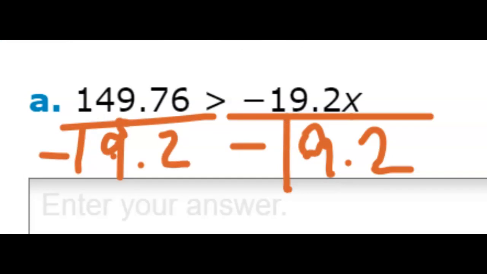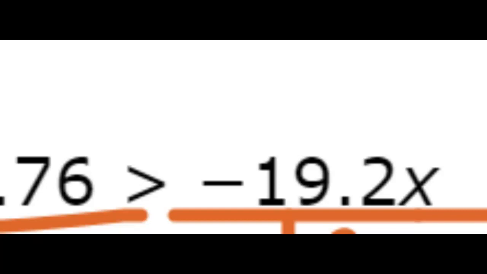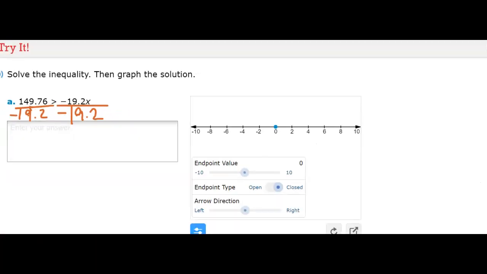And then we are going to cancel out these 19 and 2/10 on this side, and we're left with x. Because it's negative, our symbol switches direction to now be the less than symbol. And then 149 and 76/100 divided by -19 and 2/10 will give us -7 and 8/10. And so x is greater than -7 and 8/10.